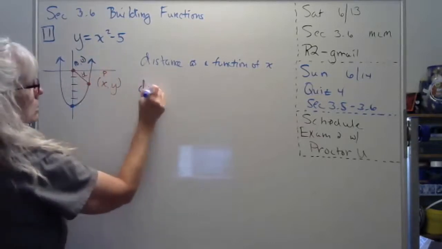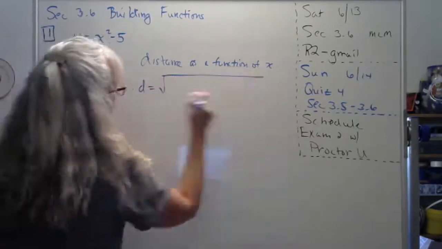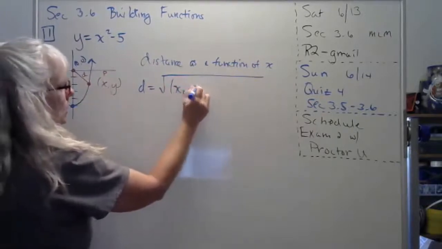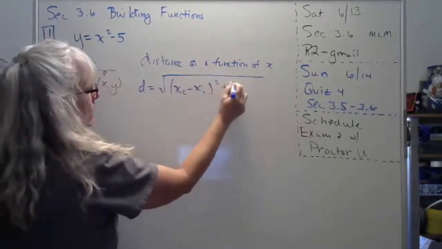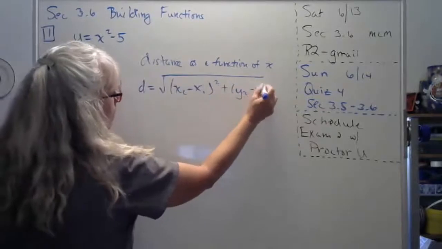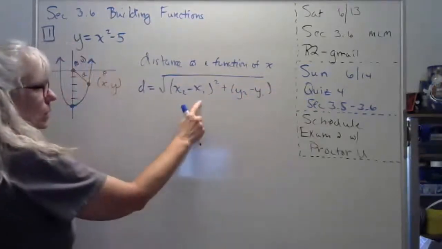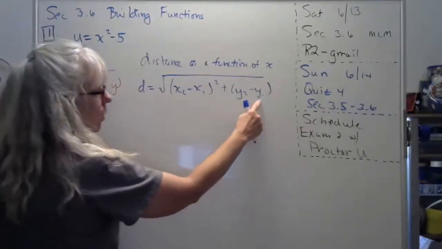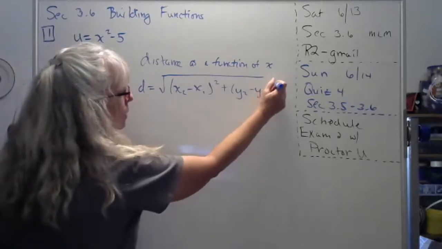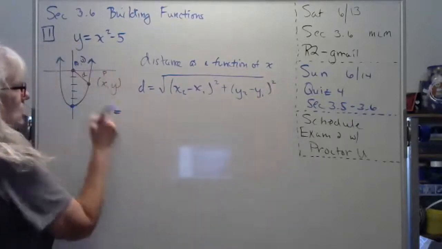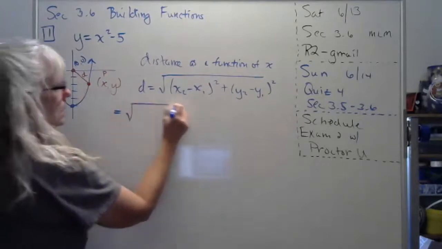So we're just going to go to the distance formula, which we've done before. And I'm going to write the formula again just to remind you because it's been a week. So it's the square root of x2 minus x1 quantity squared plus y2 minus y1 quantity squared. And that's the distance formula. So we have 2 points. We can plug them in.